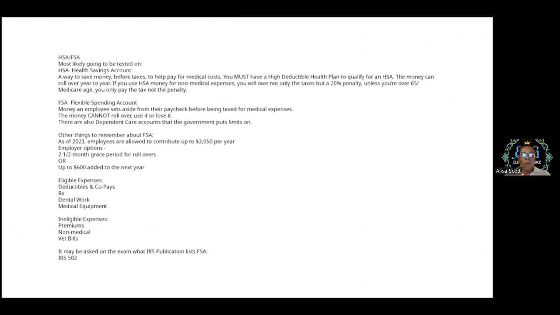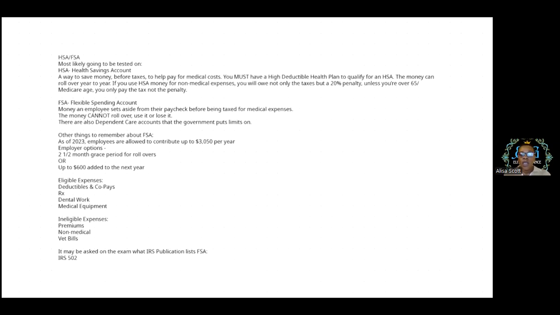The money that you put into your HSA can be rolled over from year to year. You can also use your HSA money for non-medical expenses. Now, when you use your HSA funds for non-medical expenses, you will have to pay taxes on that, as well as a 20% penalty. There is one way of avoiding that 20% penalty, and that is to use those funds for non-medical expenses after you are age 65. That is what they consider Medicare age.